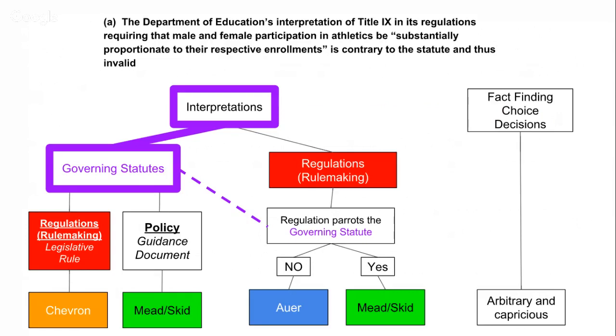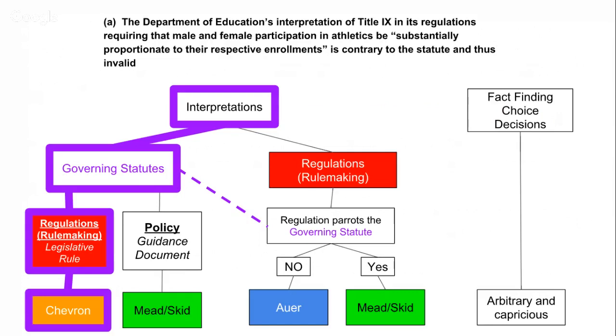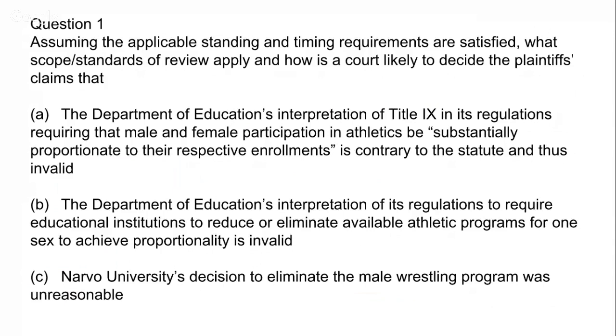Now, since Title IX is a governing statute, there's only two ways we can interpret it: either through a rule, regulation, or through a policy. Correct? Correct. So which way is this question leading us to say that it's being interpreted through? A regulation. So since it's being interpreted through a regulation, what scope and standard of review are we going to apply? And so you see how this chart identifies what scope and standard of review we're going to apply to question A. Yes. And we'll do the same for question B.